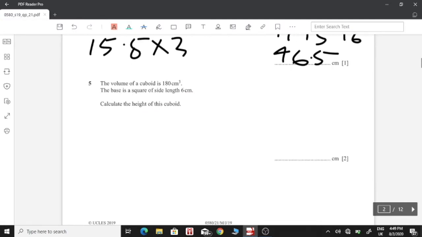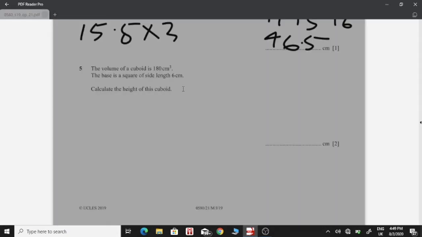The volume of a cuboid is 180 centimeters cubed. The base is a square of side length 6 centimeters. So here, okay, this is our cuboid.